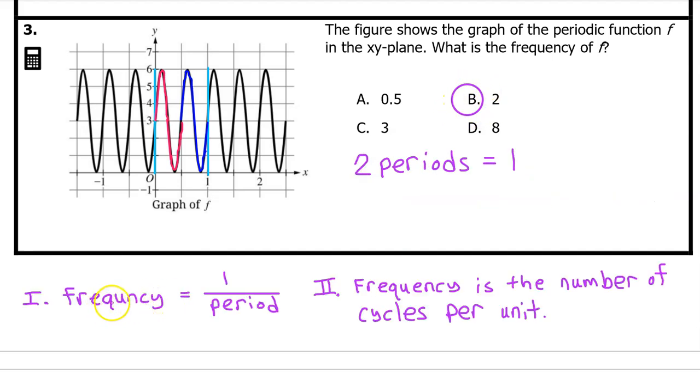If you wanted to find the frequency by taking the reciprocal of the period, you would start by saying, okay, 2 periods equal 1 unit. Therefore, the period is 1/2 of a unit. Basically, divide both sides by 2. Then you say the frequency is the reciprocal of the period, therefore the frequency is 2.